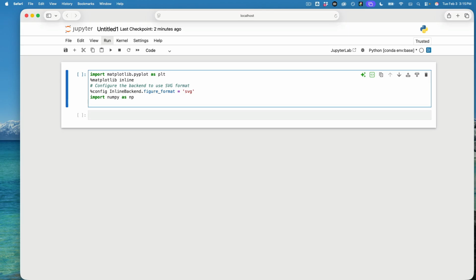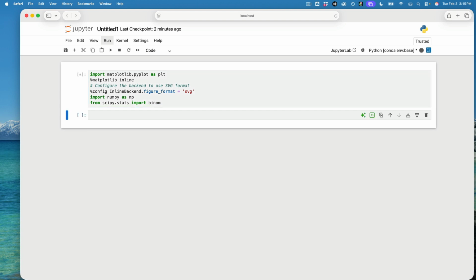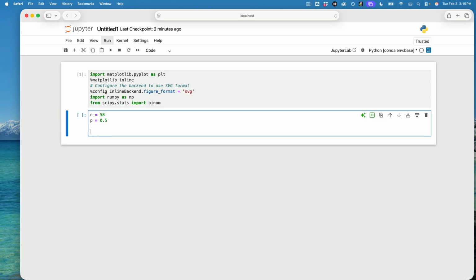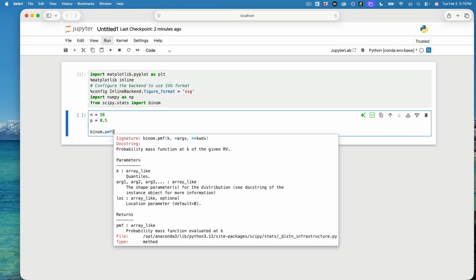Okay, so we're going to import NumPy as np, and then from scipy.stats import binom. Next, let's declare n to be 58 trials and probability p to be 0.5. Next I want to plot this, but before I plot it, let's just see how it works out. If I do binom.pmf and you look at the function signature here, it's just useless.